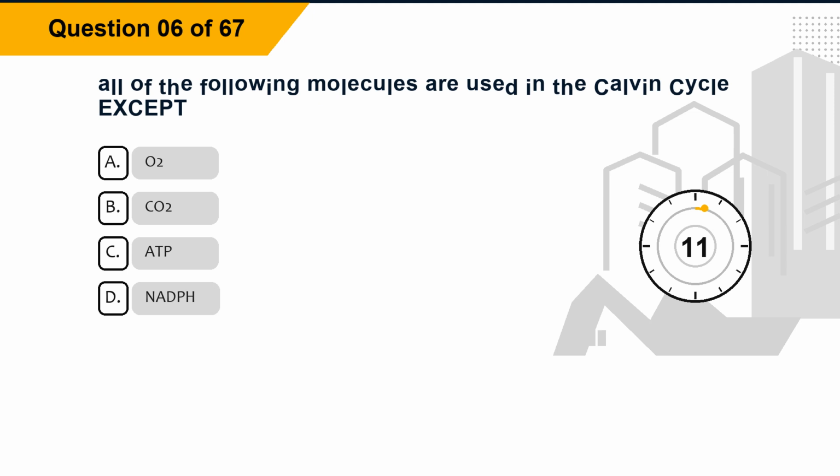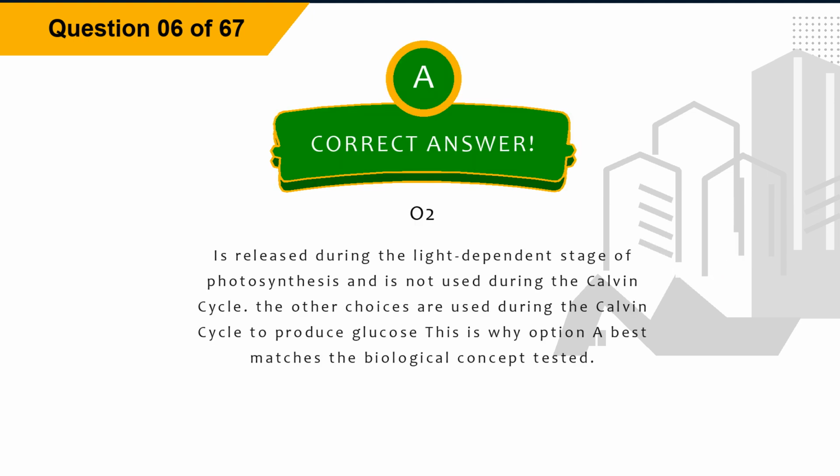Question 6. All of the following molecules are used in the Calvin cycle except Option A, oxygen. Option B, CO2. Option C, ATP. Option D, NADP. The correct answer is Option A, oxygen. Explanation. Oxygen is released during the light-dependent stage of photosynthesis and is not used during the Calvin cycle. The other choices are used during the Calvin cycle to produce glucose. This is why Option A best matches the biological concept tested.